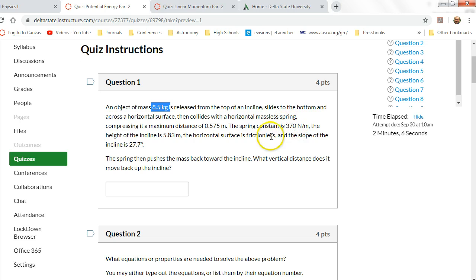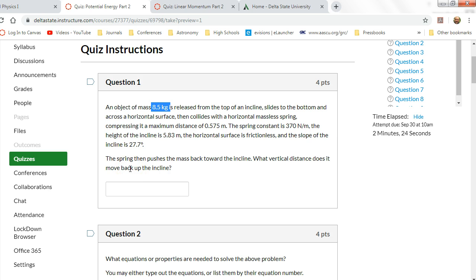We've got our spring constant. We've got the height of the incline. The horizontal surface is frictionless, and the slope of the incline is 27.7. The spring then pushes the mass back toward the incline. What vertical distance does it move back up the incline?